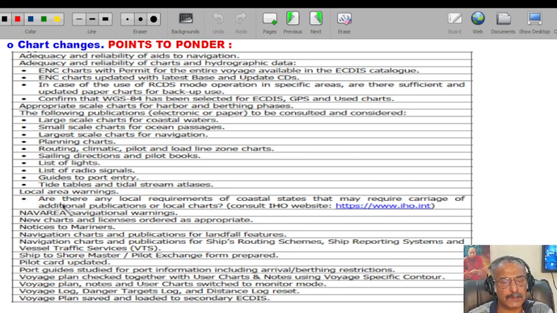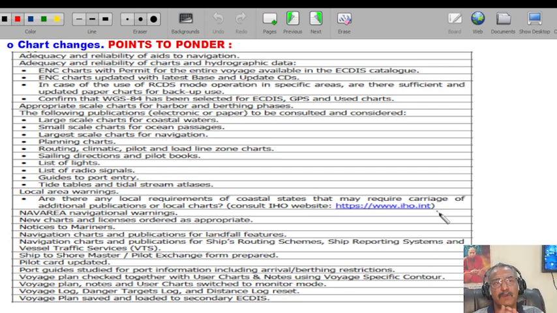Local area and warnings. Are there any local requirements of coastal states that may require carriage of additional publications or local charts? Consult your IHO website. That is the website address that has been given.